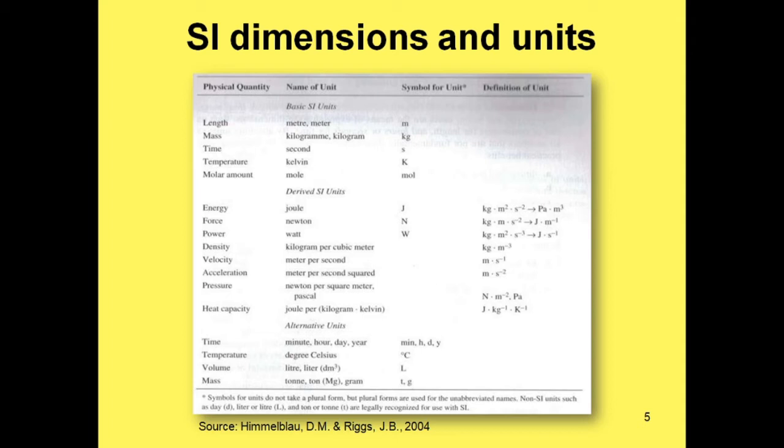Alternative units. Time: minute, hour, day, year. That is, minute is min, hour is h, day is d, year is y. Temperature is degree Celsius. Volume is liter or decimeter cube, capital L. Mass unit is gram or kg or ton. This is a mass unit.